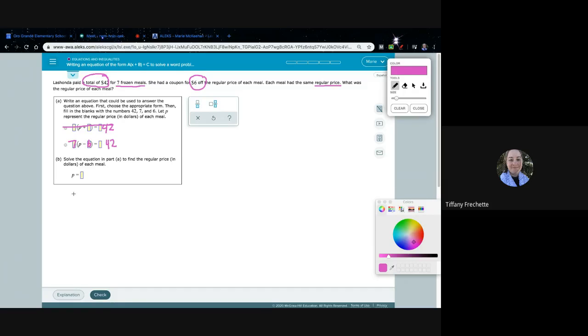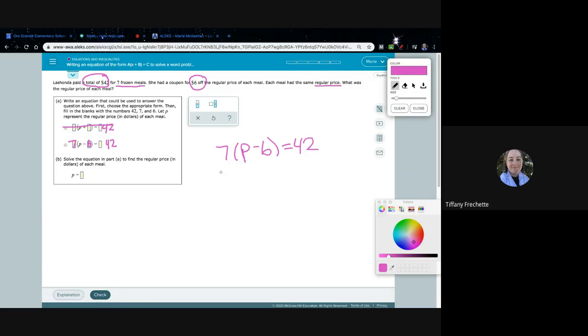So we just have to break down the problem and fill in the blanks here. And they're already telling us the form, which is kind of nice. We don't have to come up with a full form. We just have to make sure we fill it in correctly. All right, so we have 7(p - 6) = 42.